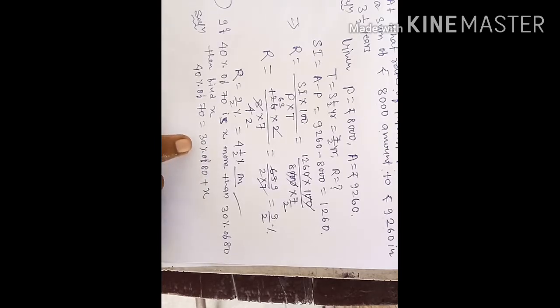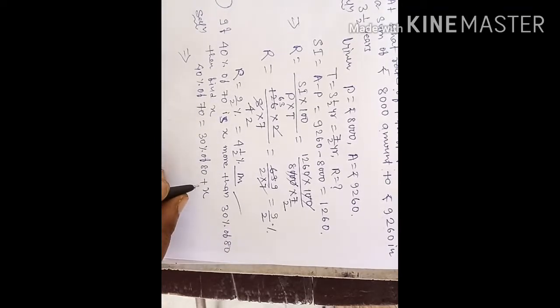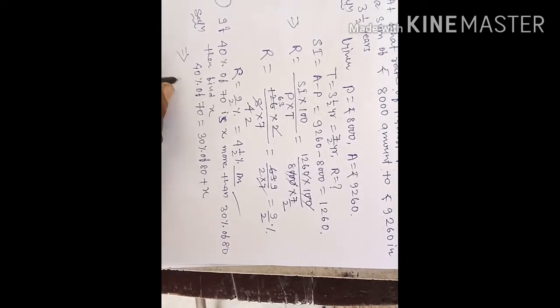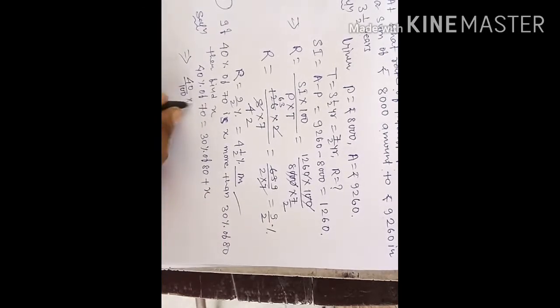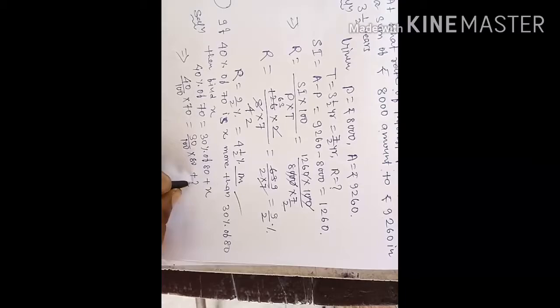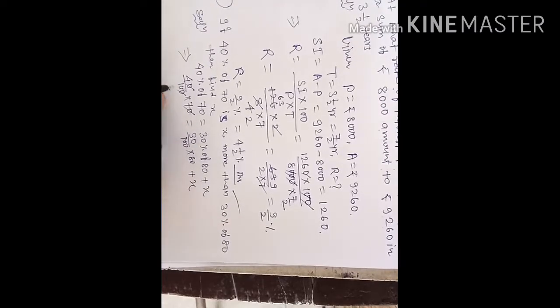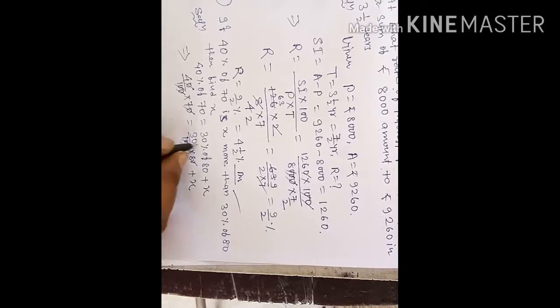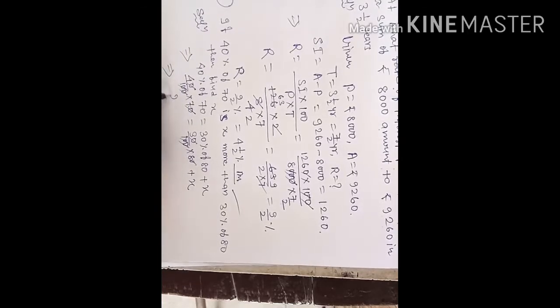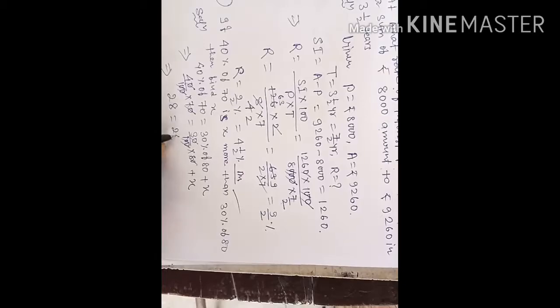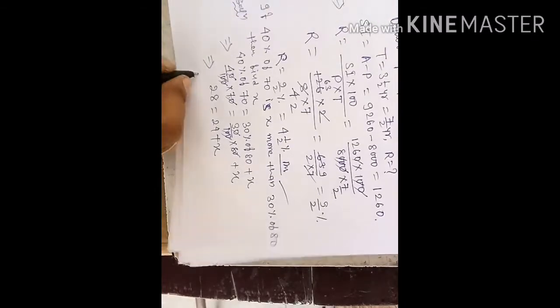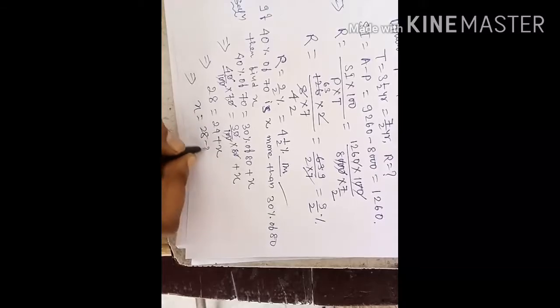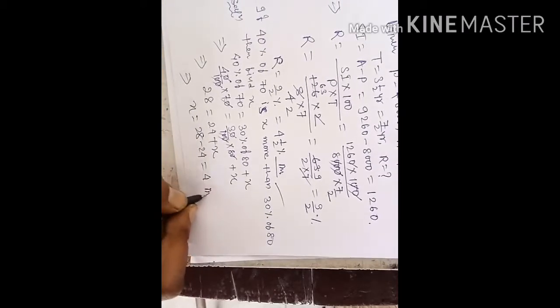So we add x to 30% of 80, which is equal to 40% of 70, and here we need to find x. So we write 40 by 100 into 70 is equal to 30 by 100 into 80 plus x. 0 0 कैंसिल हो गया, अगेन 0 0 कैंसिल हो गया, क्या बचा, 4 into 7 that is 28 is equal to 3 into 8 that is 24 plus x. So we write x is equal to 28 minus 24, that is 4, which is the answer.